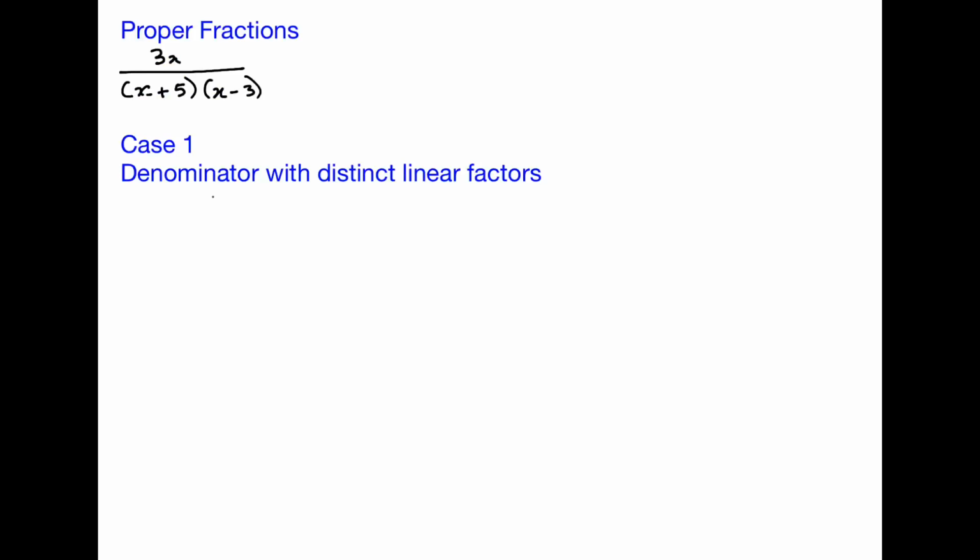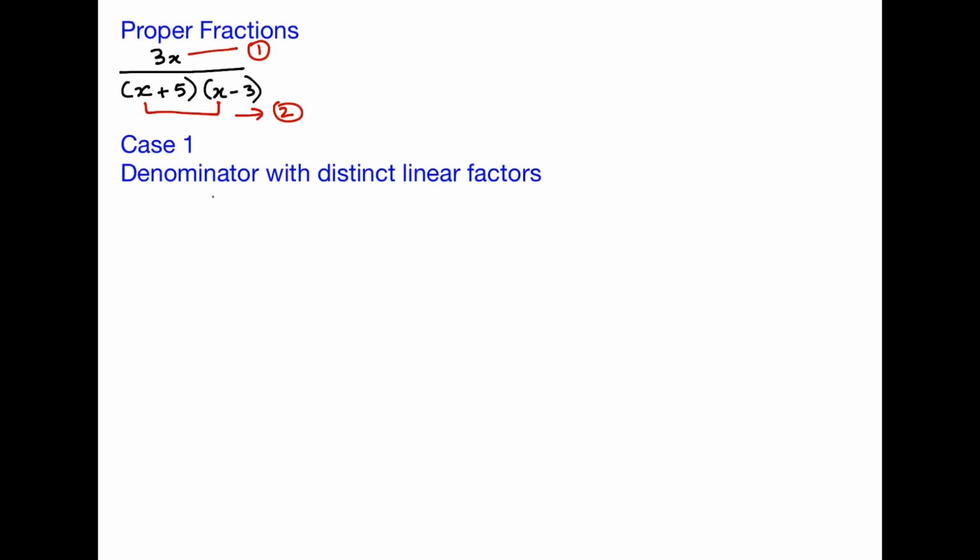For example, in this equation, 3x divided by (x plus 5)(x minus 3). What do you notice here? The numerator has power 1 and the denominator has power 2. If the power of x in the numerator is smaller than that of the denominator, it is a proper fraction. Let's go through different case scenarios.